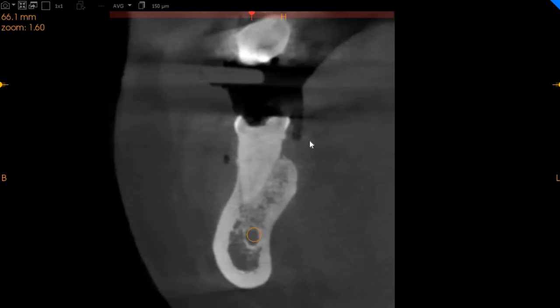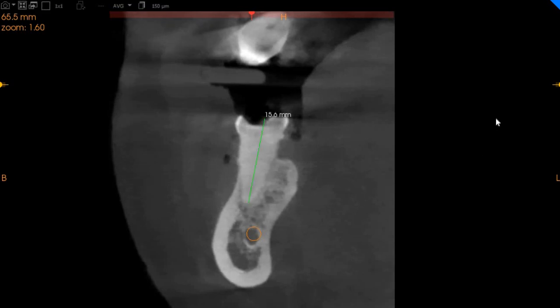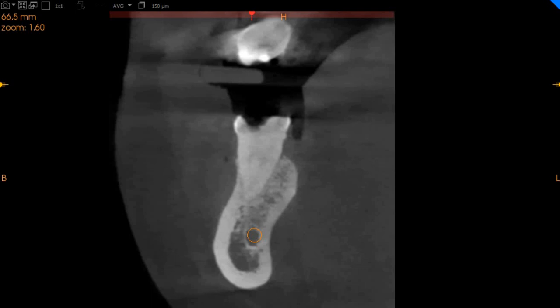And you also have two canals in the distal, so you've got these two canals which join to form one, and the working length is going to be 15 for the distal as well. So the lower right 6 has two canals in the mesial, two canals in the distal, and no periapical radiolucencies can be observed.